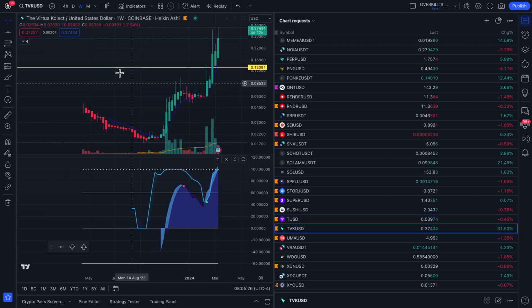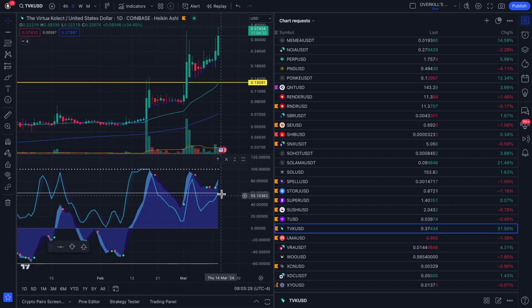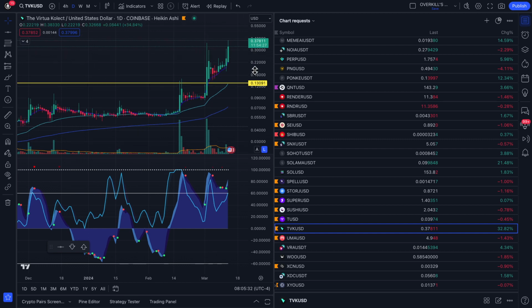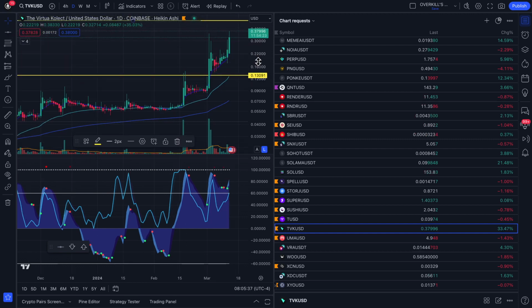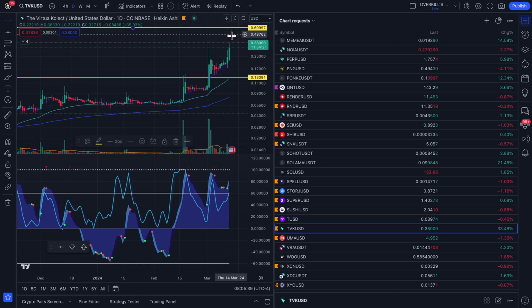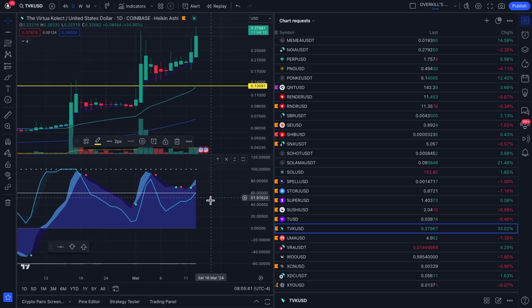Here's TVK. Up there in profit-taking territory. You're getting closer on the daily. I'd say probably next couple of days. If we have some big moves here over the next couple of days, I'd probably look to be taking some off at around 50 cents. 50 cents or 60, even 60. But again, play in the stochastic.